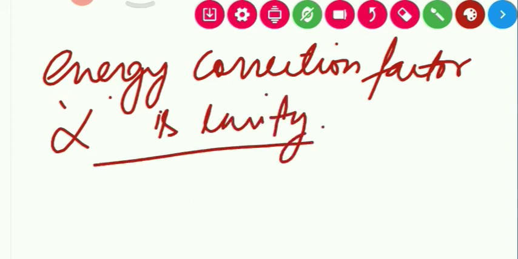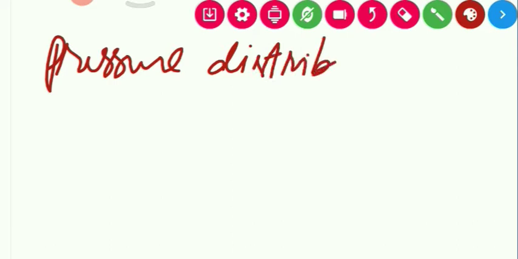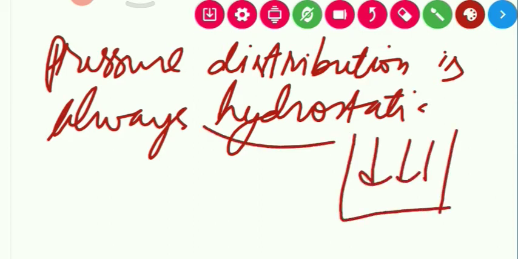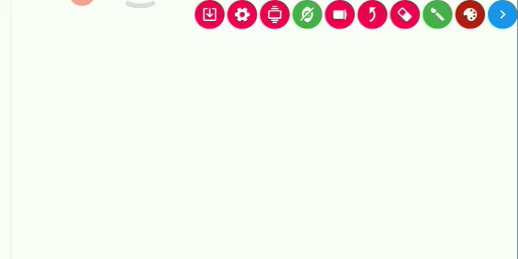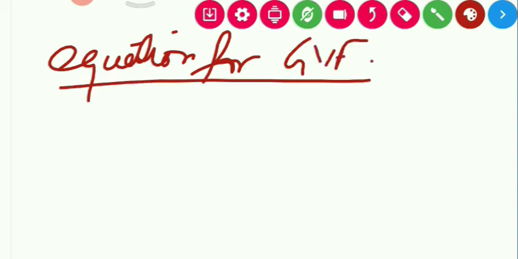As unity. Okay, pressure distribution is always hydrostatic. Okay, means the pressure variation at any depth is hydrostatic, means a static variation of pressure. Okay, as we have studied earlier, if pressure distribution is not hydrostatic, then it becomes difficult to calculate the things. Okay, so these were the assumptions that we have for deriving the equation for gradually varied flow.